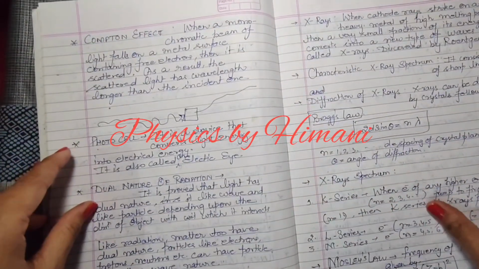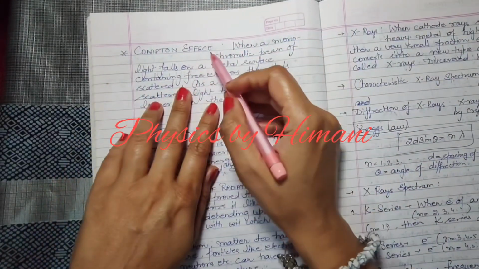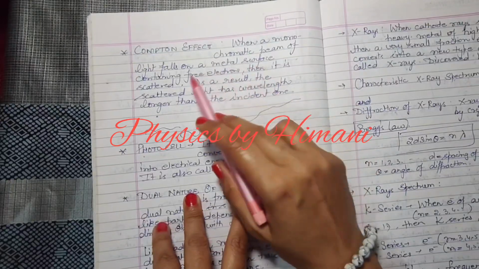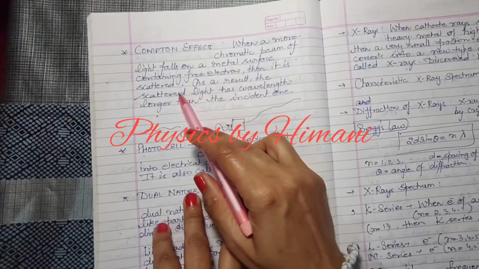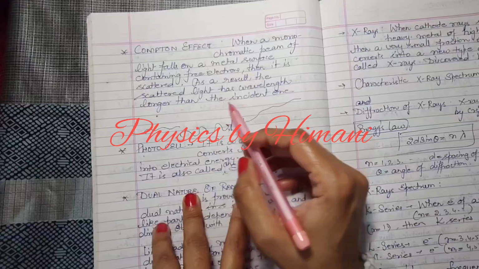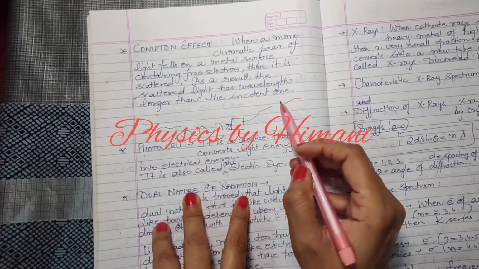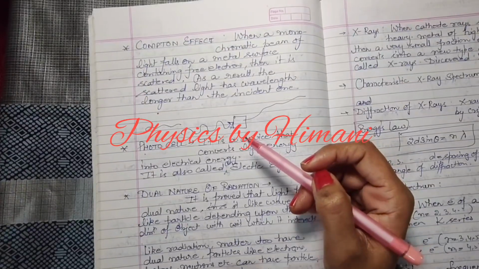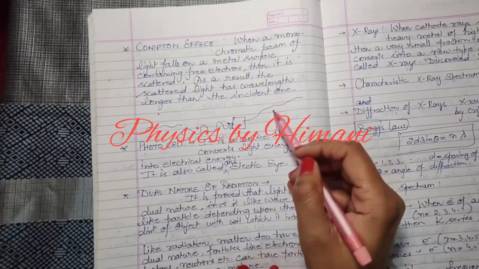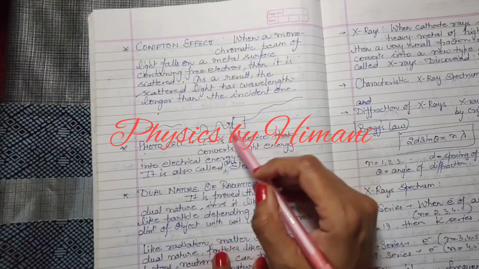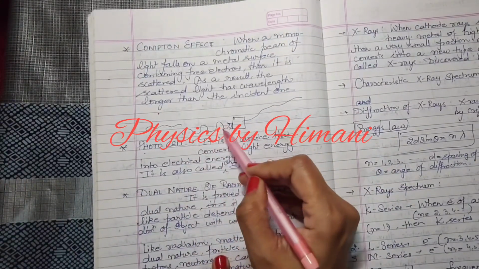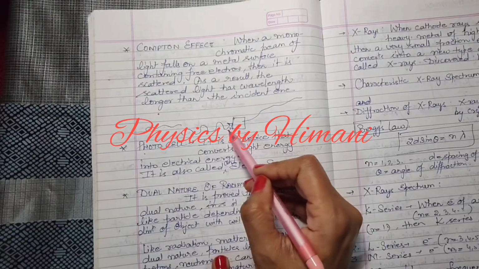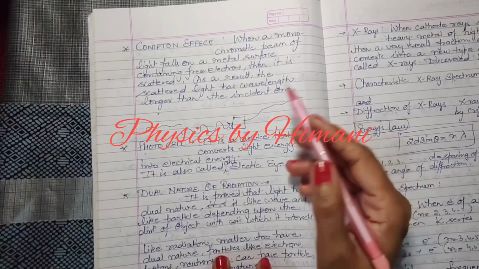Moving ahead. Next, Compton effect. When a monochromatic beam of light falls on a metal surface containing free electrons, then it is scattered. As a result, the scattered light has a wavelength longer than the incident one. जो आपने लाइट डाली थी उस पर, उसकी वेवलेंथ जो आपने लाइट आपको वापस मिली है और ज्यादा ब्रॉड होकर उसकी वेवलेंथ ज्यादा बड़ी होती है, स्कैटर्ड, फैली हुई होती है. देखिए यहाँ पे जो वेवलेंथ है आपकी जो हमने लाइट इंसिडेंट की है वो उसकी कम है और ये कैसे स्कैटर्ड होकर जा रही है.